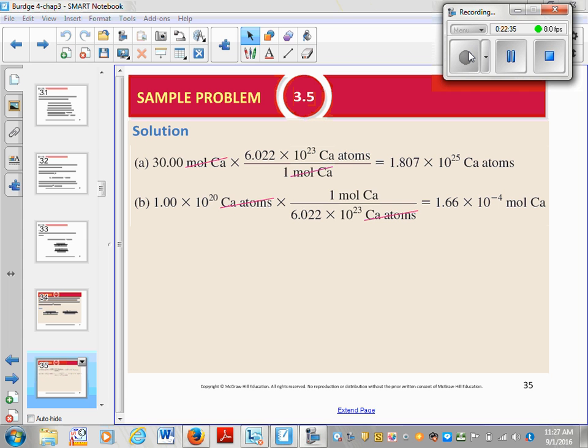We can't go directly from grams of A to grams of B. You know, it's a map, one-way streets. If I want to get from grams of A to grams of B, I got to go from grams of A to moles of A, from moles of A to moles of B, from moles of B to grams of B. So there is no shortcut for that.